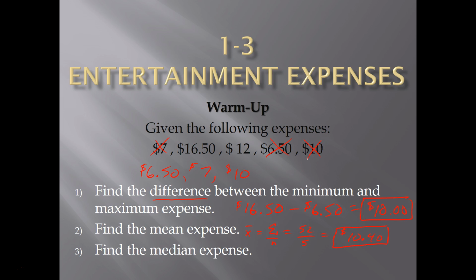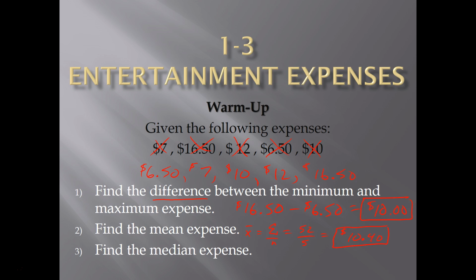So cross that one out. The next one is $12. Cross that one out. And the last one is $16.50. Cross that one out. Alright, so now you've got 5 data values. Now they are ordered in ascending order from smallest to largest, also known as minimum to maximum.